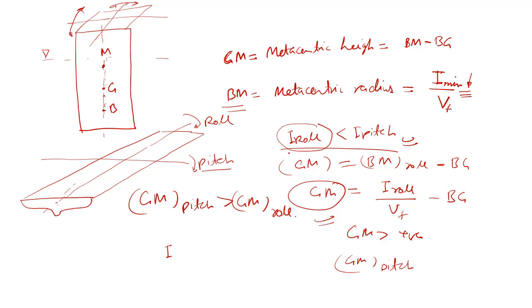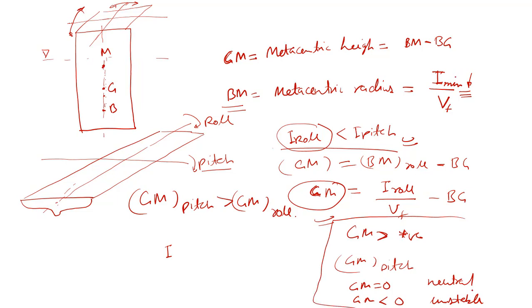So I hope this concept is clear, like numerically how to resolve whether a certain ship is stable or unstable. So we'll evaluate GM basically. If GM is positive, then it is stable, like M is above G. And if from this formula GM comes 0, then neutral, and if GM becomes less than 0, then it is the unstable case. So this is another criterion based upon GM.